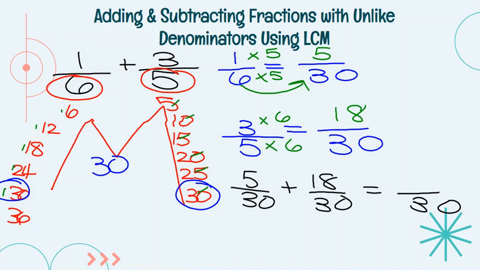So I know that 18 plus 5 is 23. I also know that 23 is a prime number, so I cannot simplify 23/30ths. So my answer to 1/6 plus 3/5 is 23/30ths.